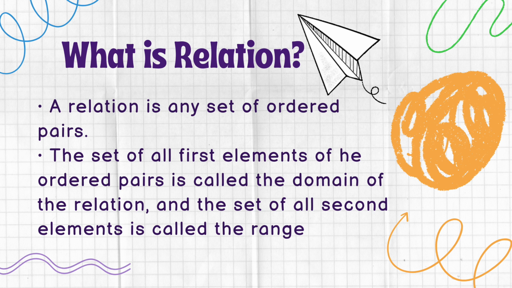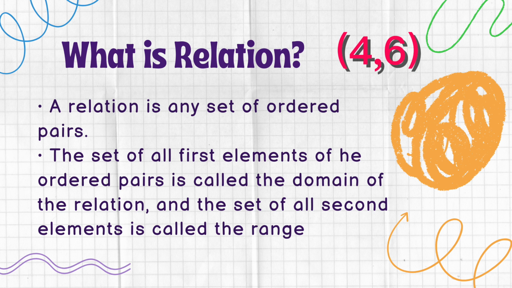For example, (4, 6). So, the domain is 4 because 4 is the first element. And the range is 6 because 6 is the second element of the ordered pair.